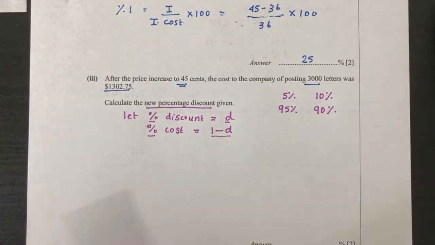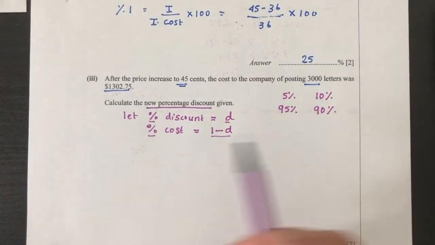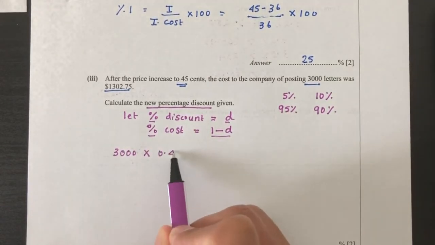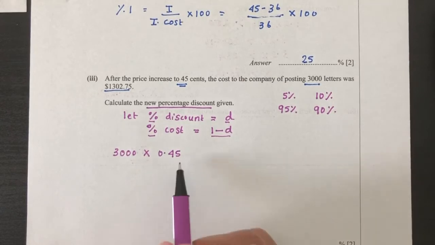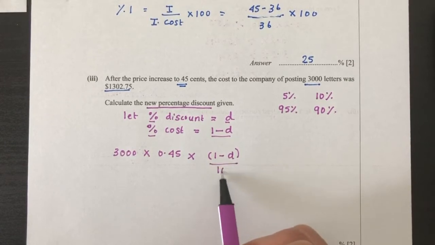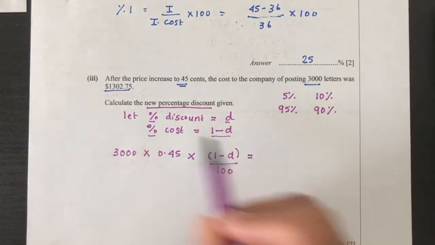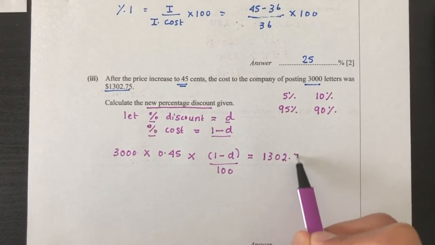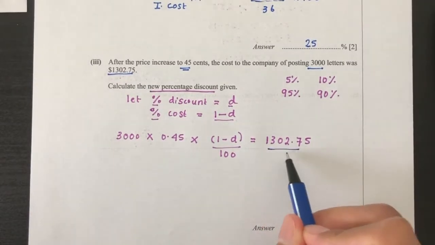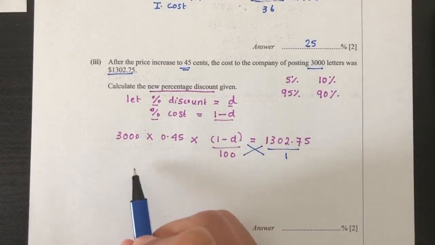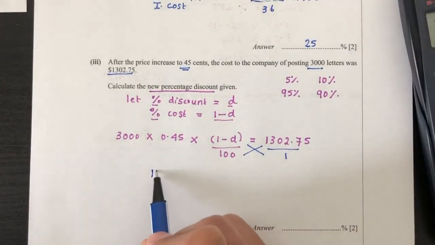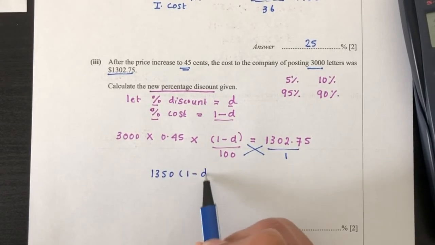Okay, so what's the next step? It says the cost was this much, so let's find the cost. So cost will be 3,000 letters times 45 cents, which is 0.45 dollars, times the cost will be 1 minus D percent. That should give you 1302.75. Now first step, we can just cross multiply. You will have, so what is 3,000 times 0.45? That will become 1350.